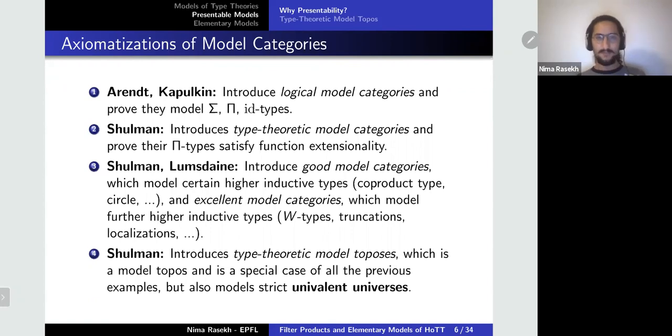And then finally, Shulman has this new notion of a type-theoretic model topos, from a recent paper that came out, I want to say summer of 2019. And that models all of the previous ones. So it satisfies all the three previous steps, but also has strict univalent universes, which is nice.